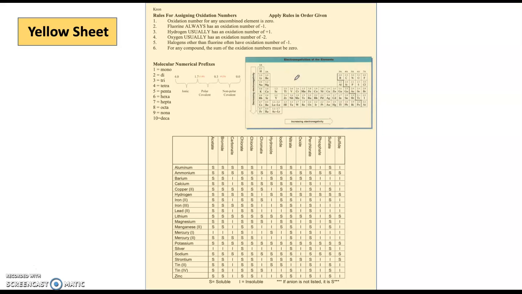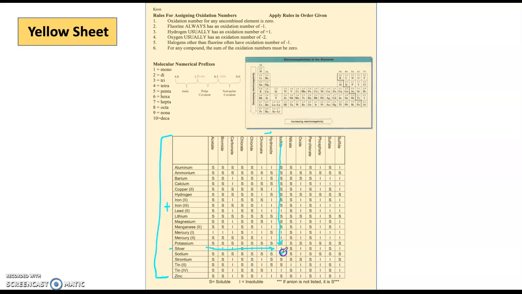So you check your yellow sheet. You're going to go down here at this point. You go down here and you find silver. All the positive charges are on the left-hand side. All the negatives are on the top. So you find silver, and you've got iodide. So I go down all the way until I get to the silver one.